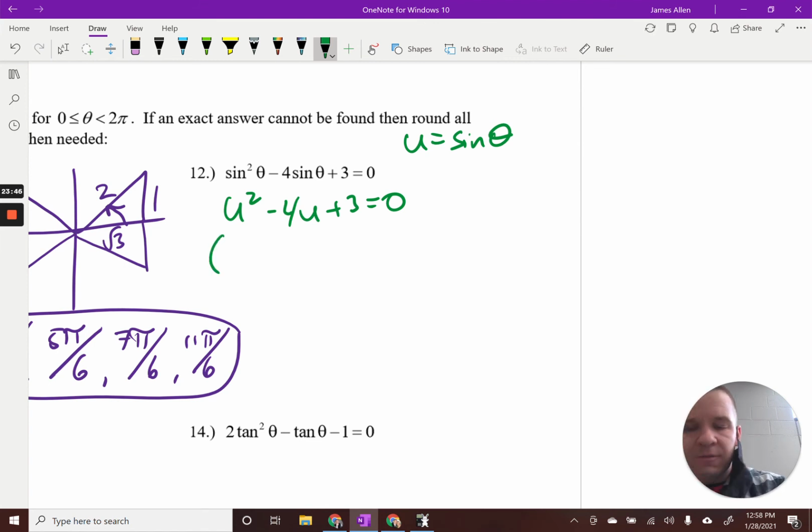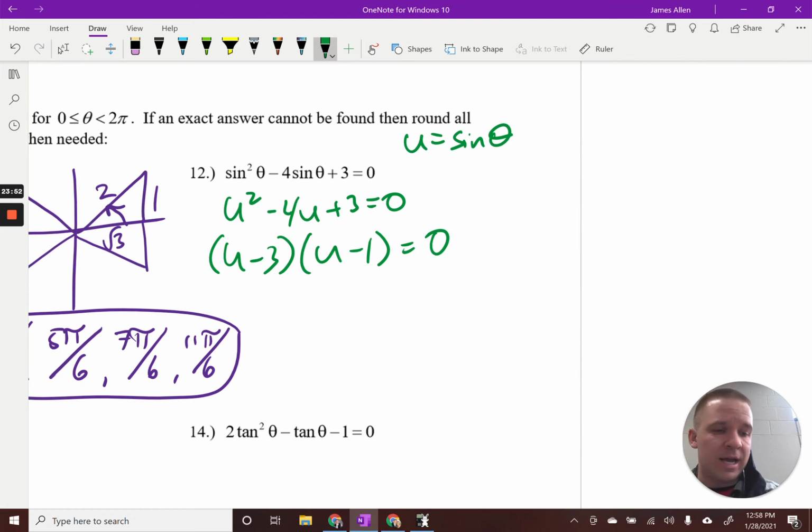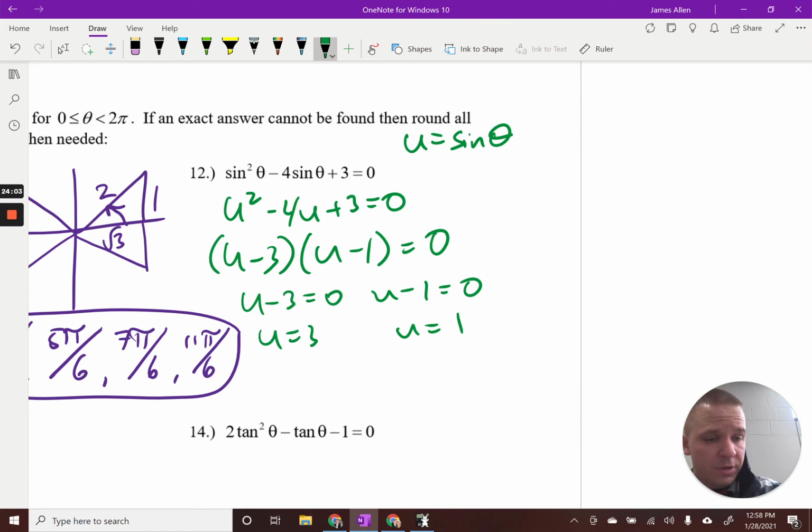So if I factor this, I'd have U minus 3 and U minus 1. That's going to multiply to 3 and add to negative 4. Okay, so then if I were to set these equal to 0, I would get U equals 3 and U equals 1. But don't forget, sine of theta is our U. And sine of theta is U once again, which equals 1.